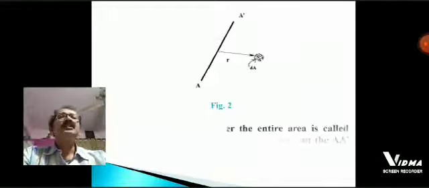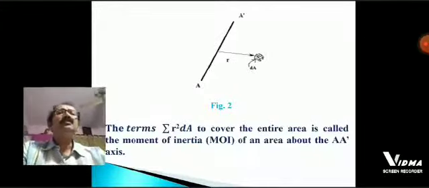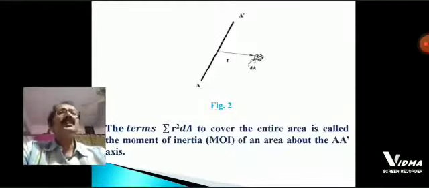Now this is a small area dA at a distance r from the reference axis A dash. Now this term, summation r square dA, to cover the entire area, is called the moment of inertia of an area about the A dash axis.